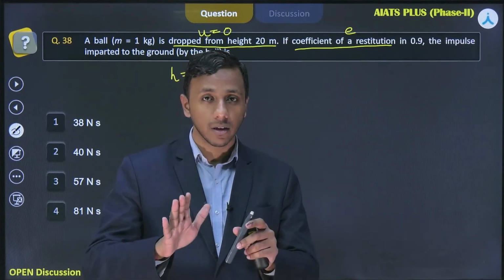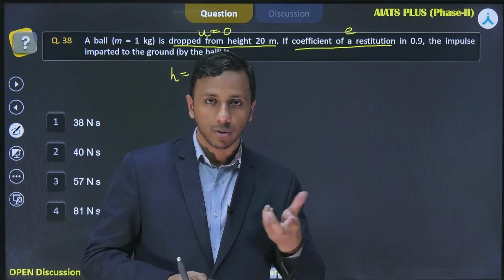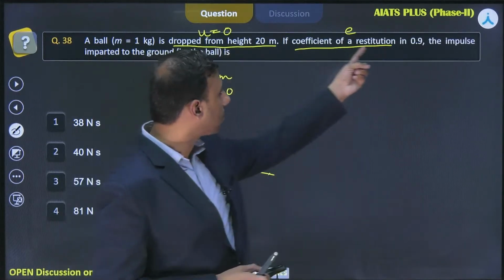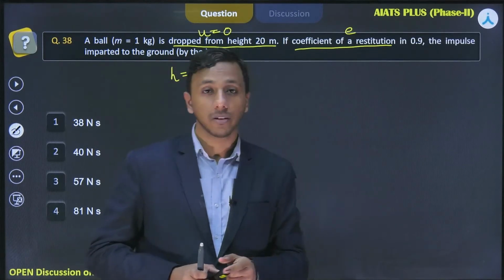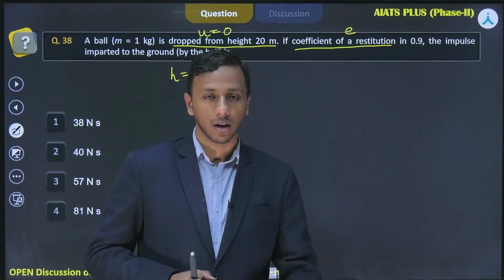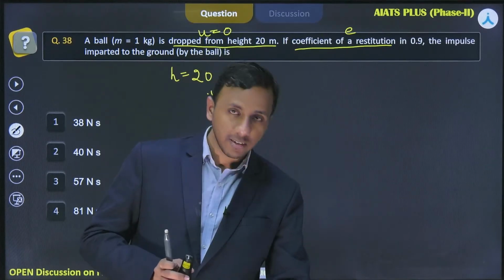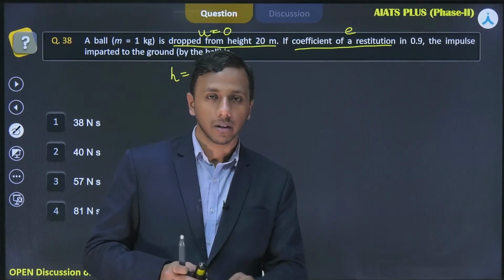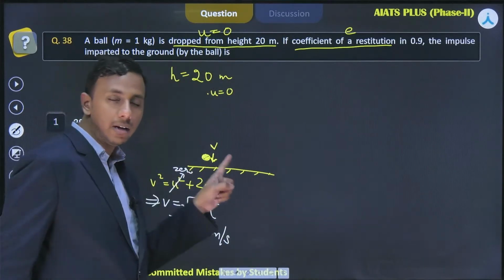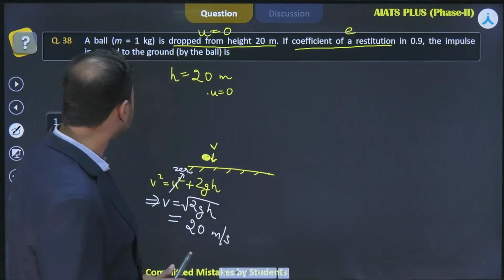It will never rise. Why? That is because obviously air drag is also a factor, but one of the main factors is this one, coefficient of restitution, right? Because of which the ball, after striking the ground, loses some of its speed. So after striking the ground, it will rebound with less speed. So if it is striking with 20 meter per second, it will rebound with less speed. That's why. Very well.